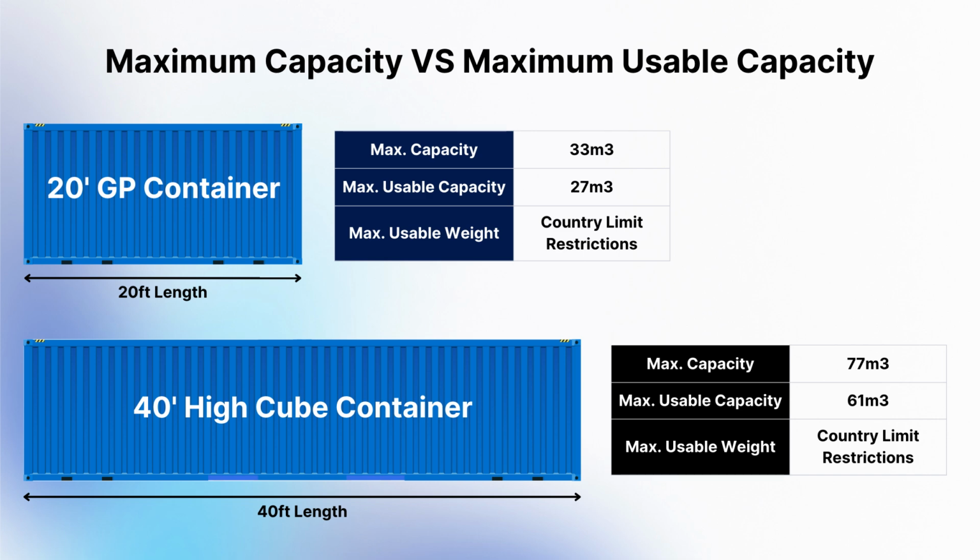A 40-foot high cube container, which is around 40 centimeters taller than a general-purpose container, can hold a maximum capacity of around 77 meters cubed. However, the maximum usable capacity is only around 61 meters cubed. Note that the maximum usable weight will depend on the country limit restrictions. Different exporting and importing countries have their own regulations regarding the maximum weight permissible for transporting shipping containers by different modes of transport, which can at times limit the amount of cargo that can be loaded inside a container.